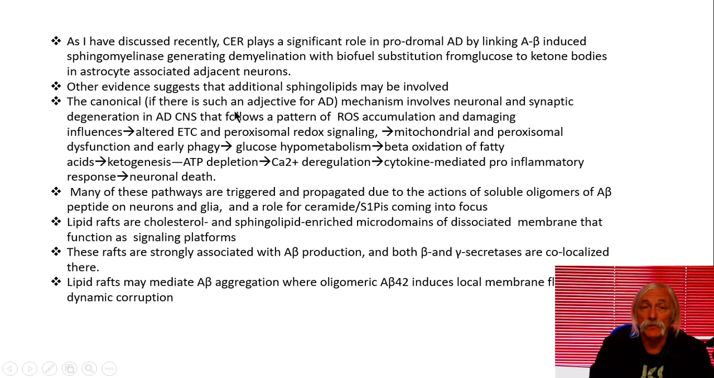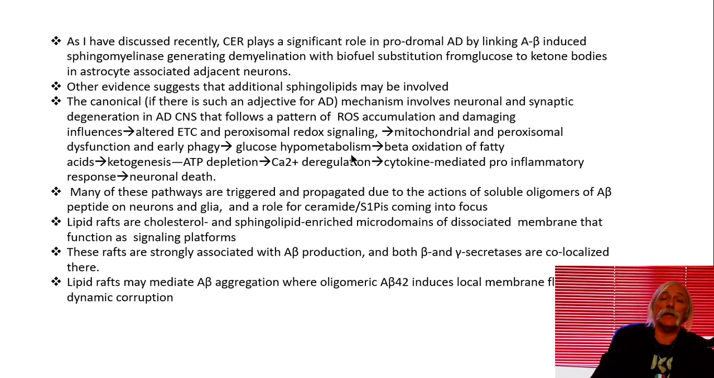The canonical, if there is such an adjective for AD, the canonical mechanism in AD involves neuronal and synaptic degeneration in AD's central nervous system that follows a pattern of ROS accumulation and damage. Damaging influences then alter the electron transport chain. It alters peroxisomal redox signaling, which alters mitochondrial and peroxisomal dysfunction, that is, it enhances it. Then you get autophagy, mitophagy, and pexophagy. That causes glucose hypometabolism, so a decrease in utilization and uptake of glucose.